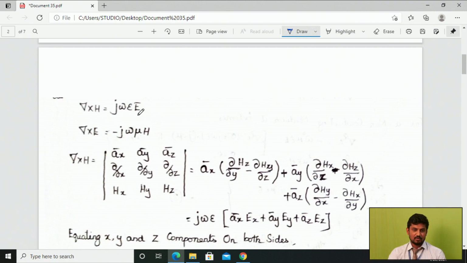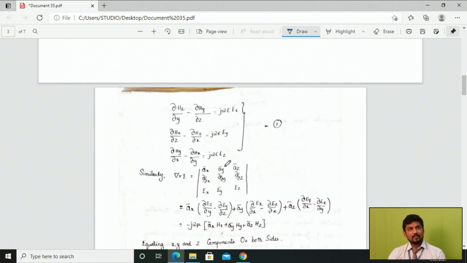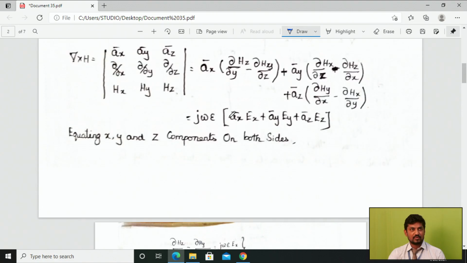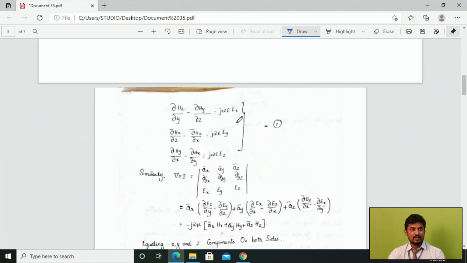First we see del cross H is equal to j omega epsilon E. This is from Maxwell equations. Del cross E is also minus j omega mu H. These two equations come from Maxwell equations. Another formula is also there: del cross H is equal to a matrix with 3 rows and 3 columns, Ax, Ay, Az, first row, second row, third row. By this matrix we can derive j omega epsilon into Ax Ex plus Ay Ey plus Az Ez. Then by this matrix we can derive dou Hz by dou y minus dou Hy by dou z is equal to j omega epsilon Ex. J omega epsilon Ex comes from del cross H is equal to j omega epsilon E. So that is Ex, likewise Ey, Ez. This is equation 1.